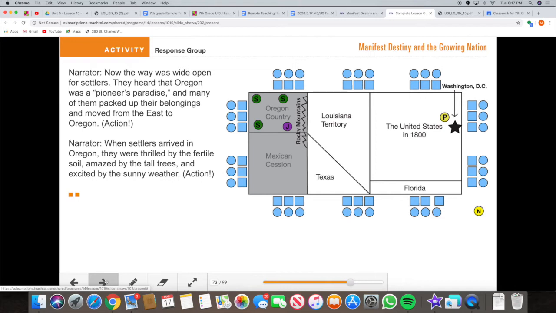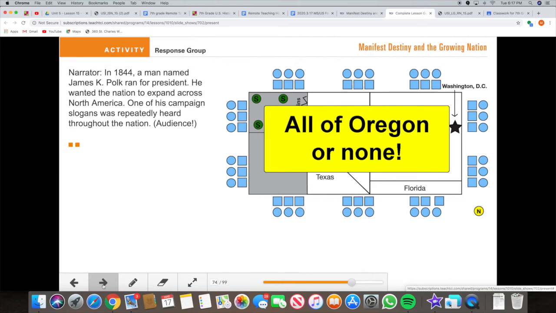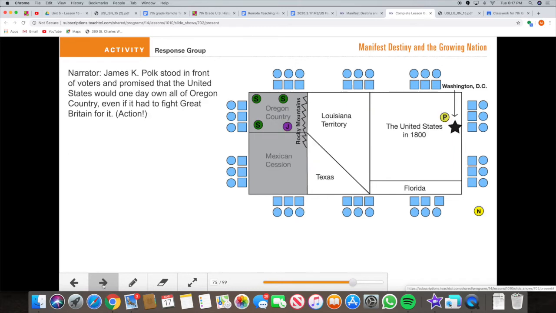When settlers arrived in Oregon, they were thrilled by the fertile soil, amazed by the tall trees, and excited by the sunny weather. In 1844, a man named James K. Polk ran for president. He wanted the nation to expand across North America. One of his campaign slogans was repeatedly heard throughout the nation. All of Oregon or none. James K. Polk stood in front of voters and promised that the United States would one day own all of Oregon country, even if it had to fight Great Britain for it.